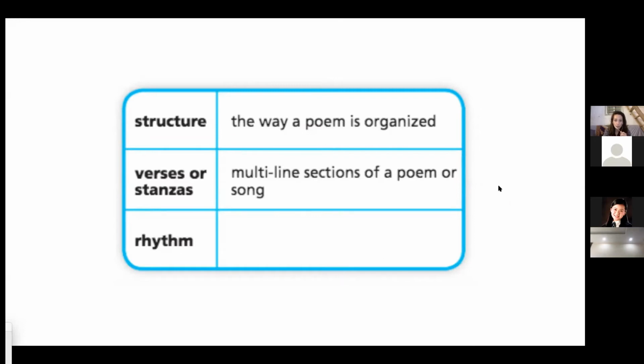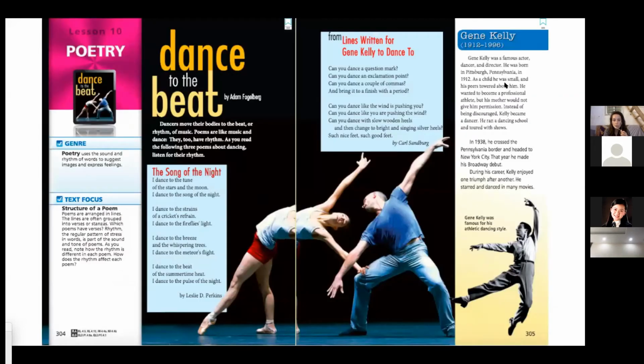And then rhythm. Rhythm is a regular pattern of sound in poetry or music. So you know how poetry can sound a little bit like music. That is the rhythm, right? A pattern of sound. So on pages 304 and 305, we're going to read some different poems. So James, can you tell us about poetry?